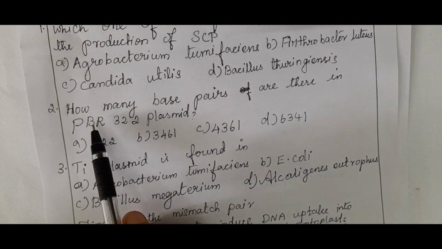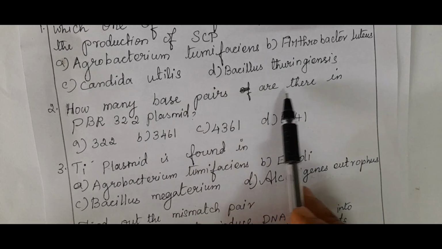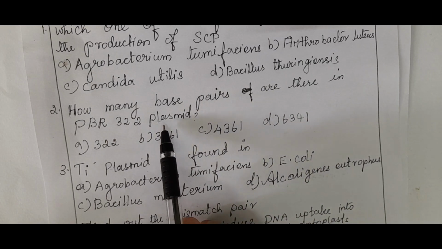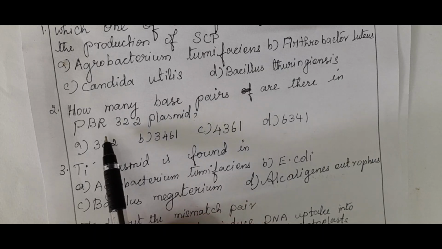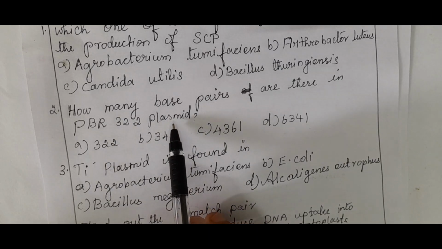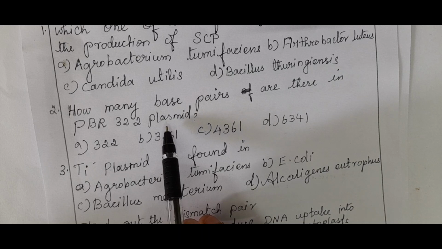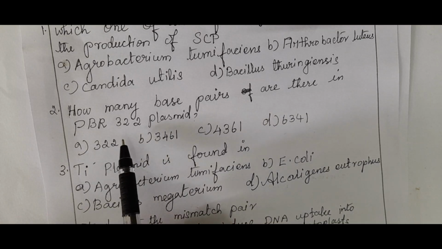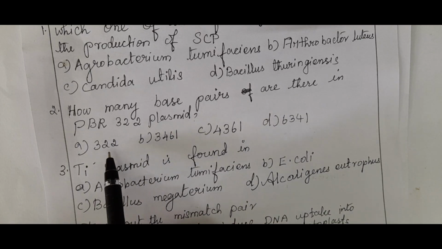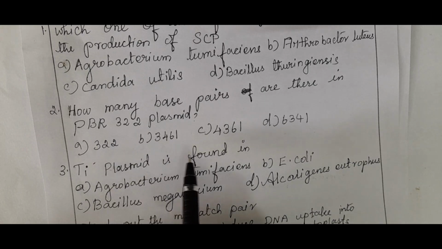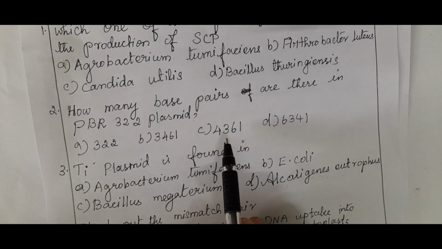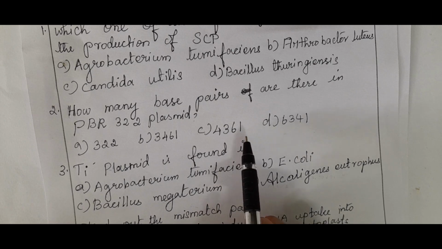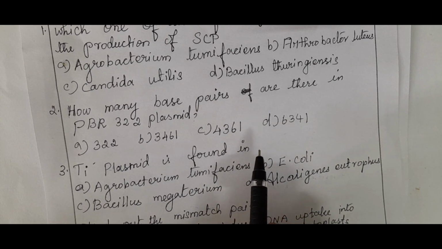Second question, how many base pairs are there in the pBR322 plasmid? This plasmid is nothing but a carrier for the foreign DNA or alien DNA. Here 4 options are given. The correct option is 4,361 base pairs in the pBR322 plasmid.